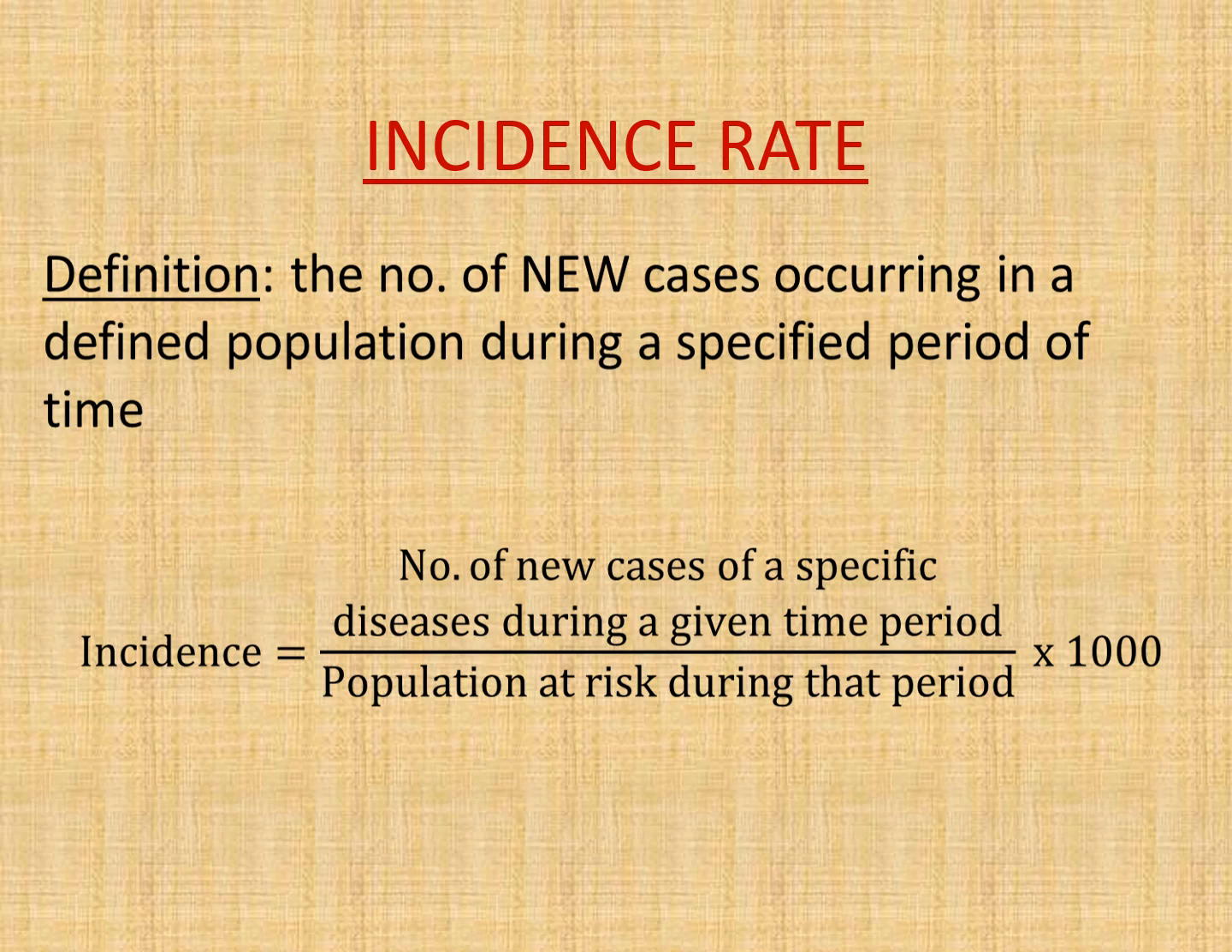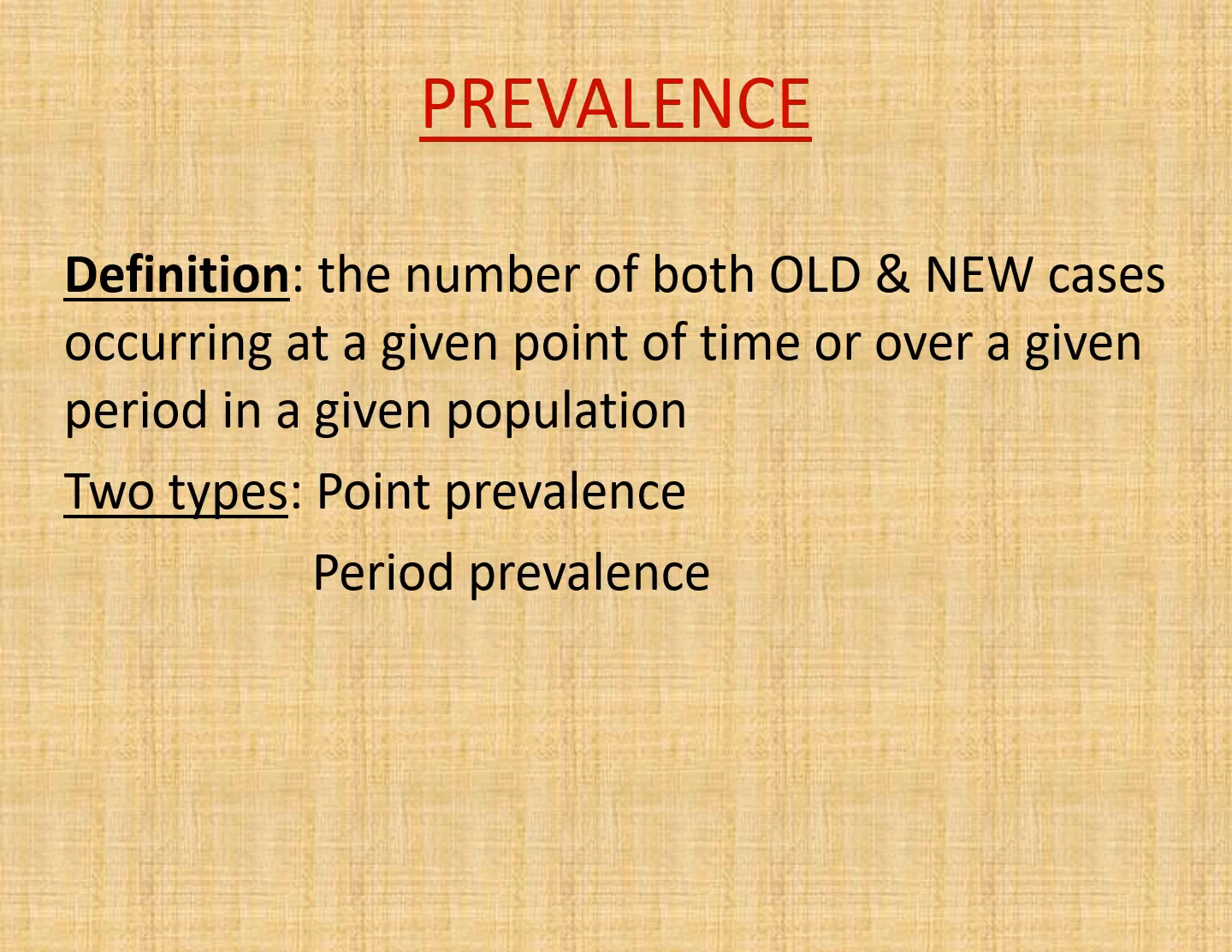The most basic and most important measures of disease frequency used in epidemiology and medical research are incidence and prevalence. So what do we mean by incidence? By definition, incidence means the number of new cases occurring in a defined population during a specified period of time. That is, incidence is equal to, on the numerator, the total number of new cases which occurred during a given period of time, divided by the population at risk during that period of time, multiplied by 1000.